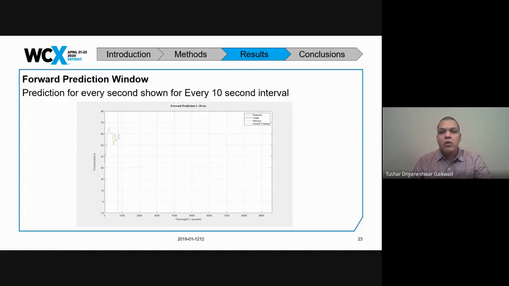This shows the plot for the forward prediction. So this is the prediction for the next 10 seconds shown for every 10-second interval. This has been done to show the progress towards the implementation side of this technology. Here we can see that the red line is the prediction, which is very much following the target line, and the green line is shown as the previous velocity.